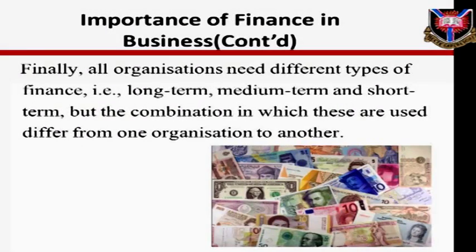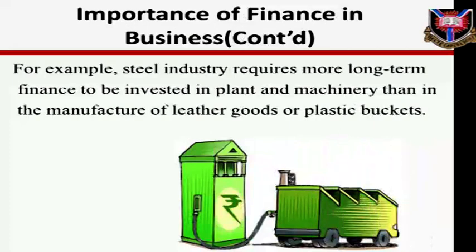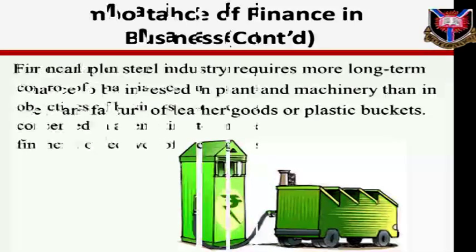Finally, all organizations need different types of finance, e.g., long-term, medium-term, and short-term. But the combination in which these are used differ from one organization to another. For example, steel industry requires more long-term finance to be invested in plants and machinery than in the manufacturing of leather goods or plastic buckets.